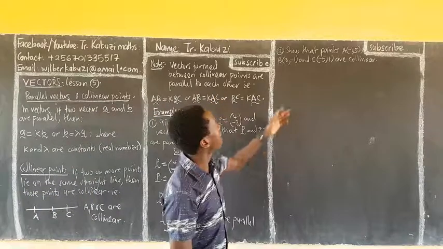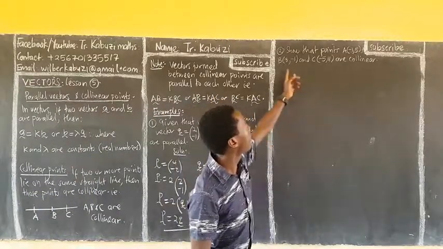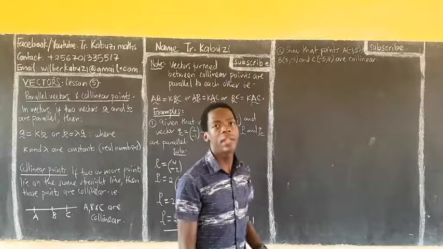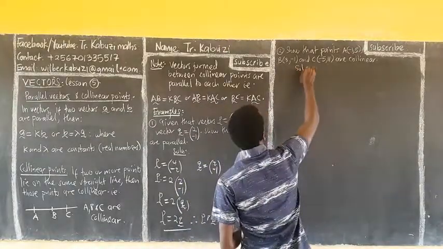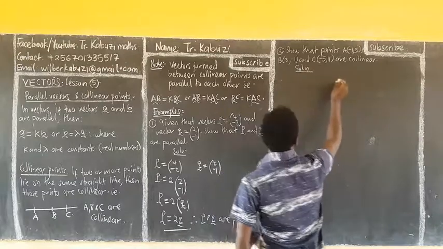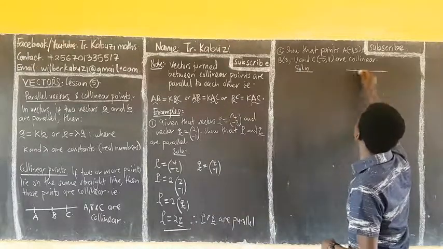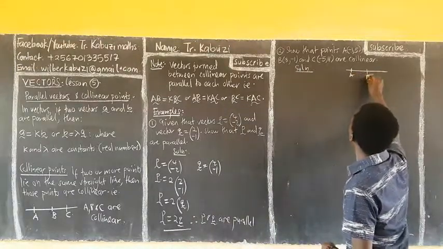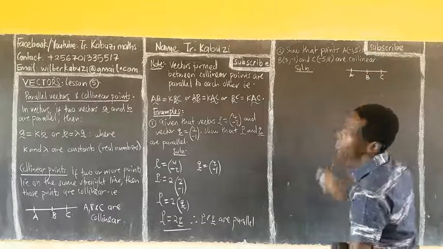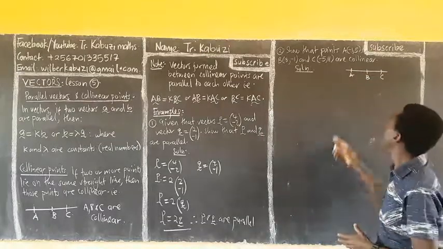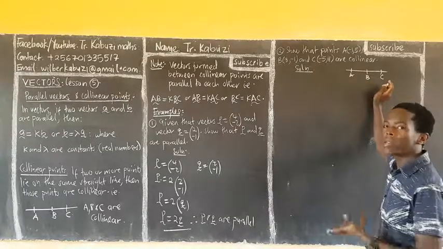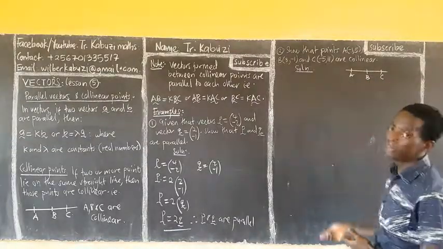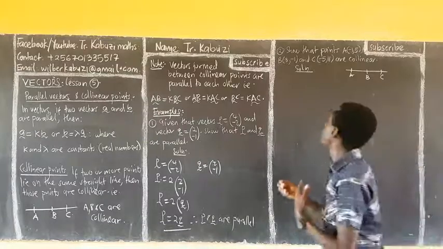Okay, so another question: show that the points A, B, and C are collinear. What do we need to do? They are giving us these points. We have points A, B, and C. If they are collinear, we said vectors formed between these points are going to be parallel. So we need to show that the vectors formed between them are parallel.